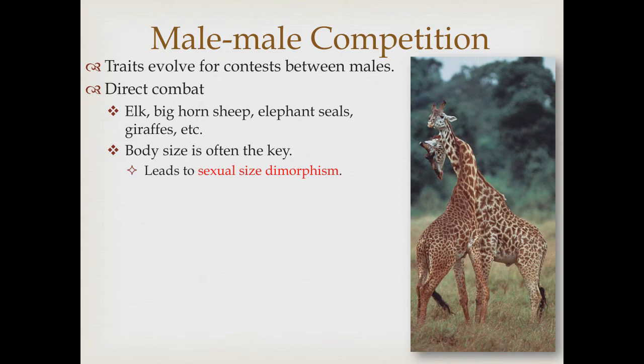Or giraffes. Giraffes have long necks because the males with the longer necks have a bigger club for beating down their opponents. Now these direct combat traits are selected for in males, and this typically leads to sexual size dimorphism, where males are larger, males have these sexually selected traits, and females don't have them or don't have them as extreme. So for example, in the giraffes, yeah, all giraffes have long necks, but those in males are much longer. Males are much larger.